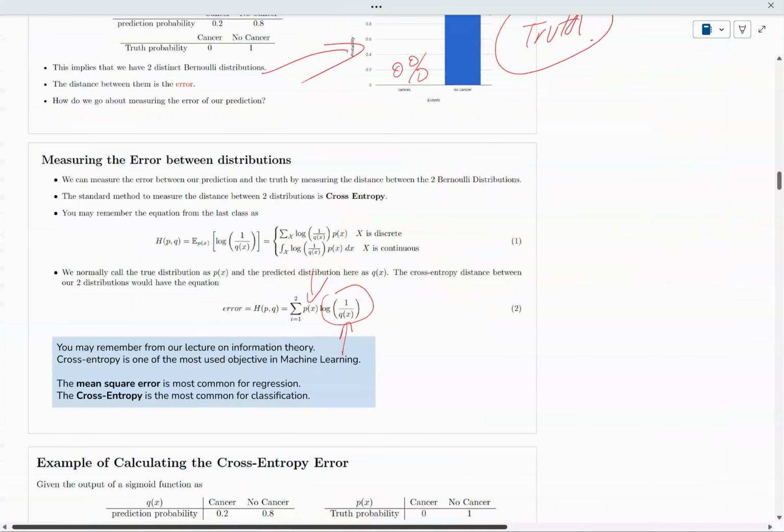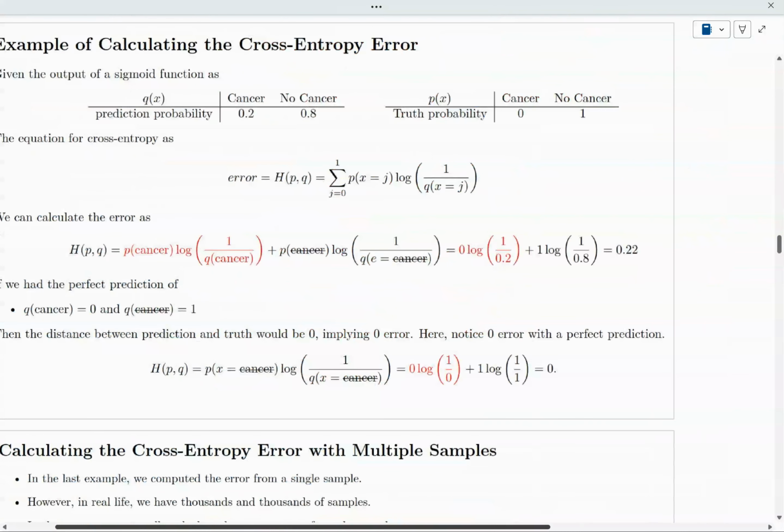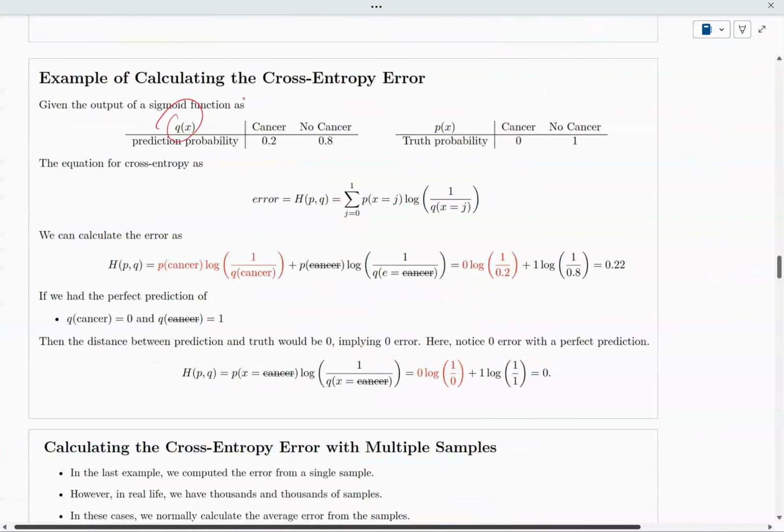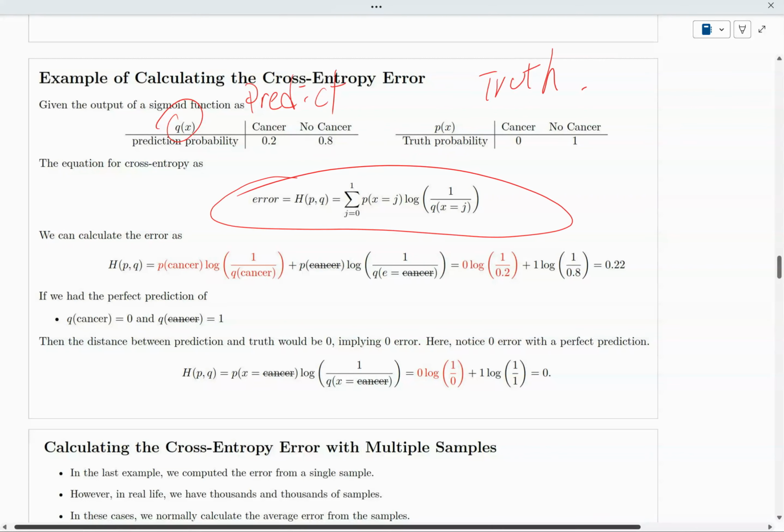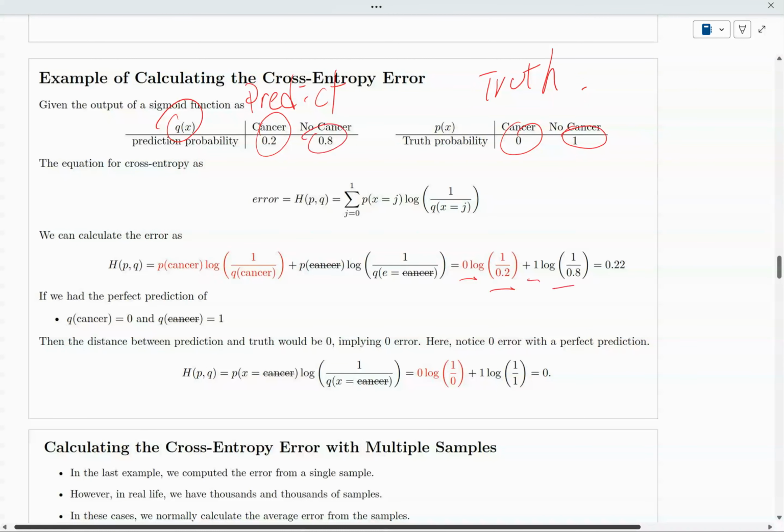Okay. Now, in this particular example, Q is the prediction, and this is the truth. Right? Therefore, when we solve for the error, we simply find the cross entropy. And the result is, well, the first one is 0 times log 0.2, plus 1 times log 0.8, resulting in 0.22. Okay, so this right here is essentially how you can calculate error for one sample.